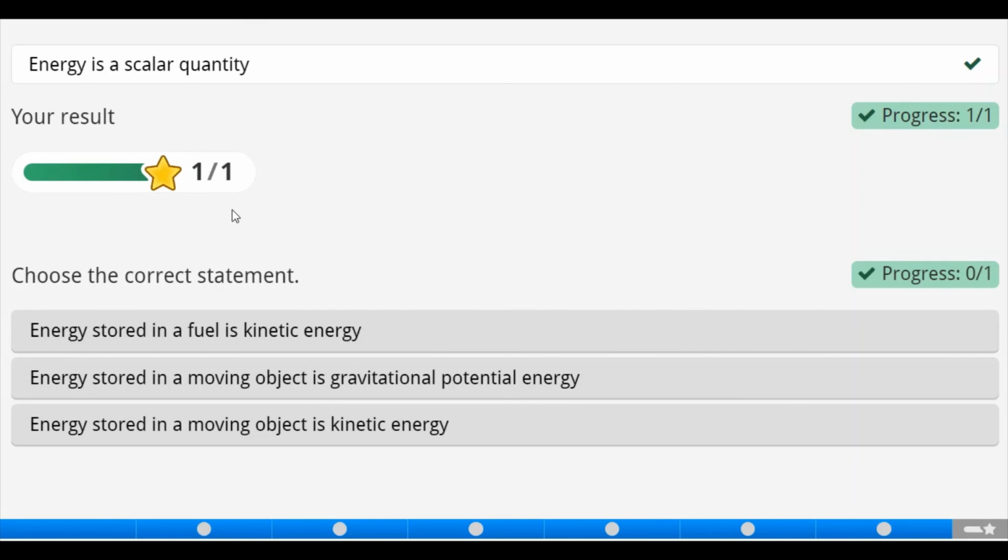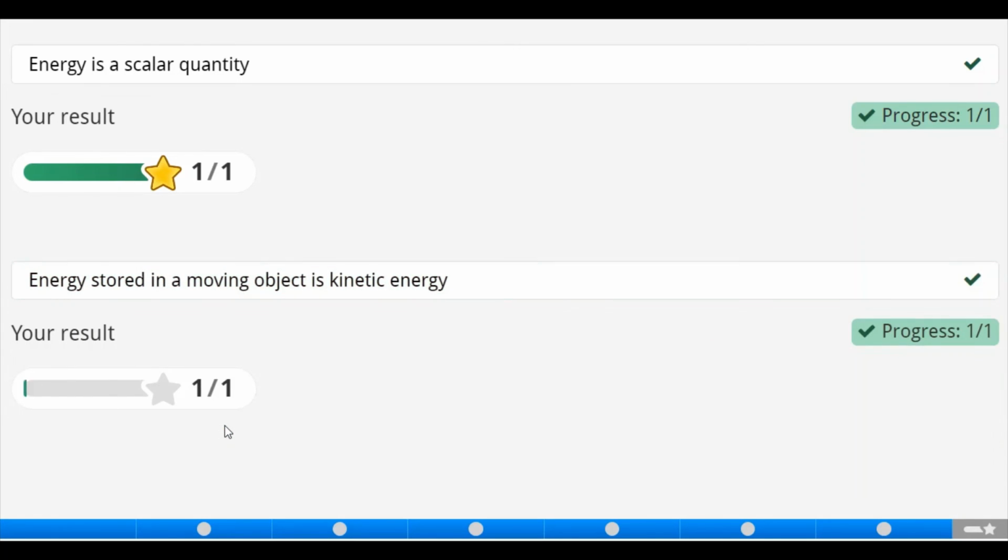Energy stored in a moving object is gravitational potential energy. No, that statement is false. Energy stored in an object due to its position, that's gravitational potential energy. Alright? Energy stored in a moving object is kinetic energy. Correct, because for a moving object, it must have mass and velocity. So let's pick it and see. Energy stored in a moving object is kinetic energy. That's correct.